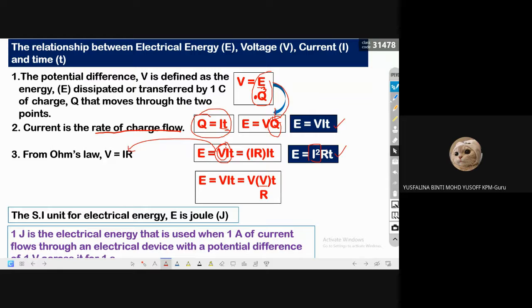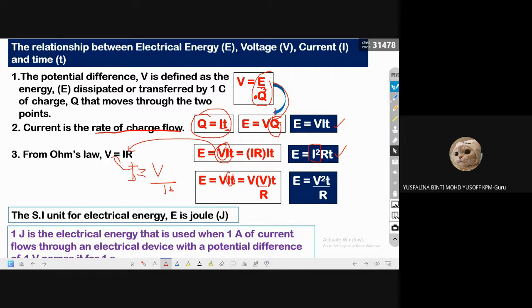Then from E equals VIT, you can also derive that I equals V over R. This one comes from Ohm's law. So it becomes E equals V times V over R times T. So it becomes V squared T over R.